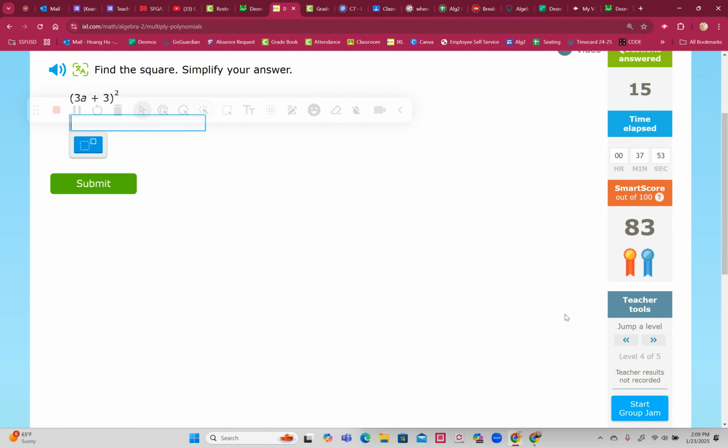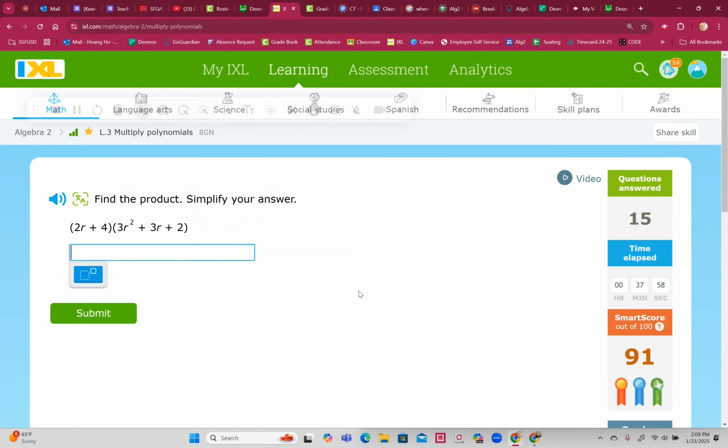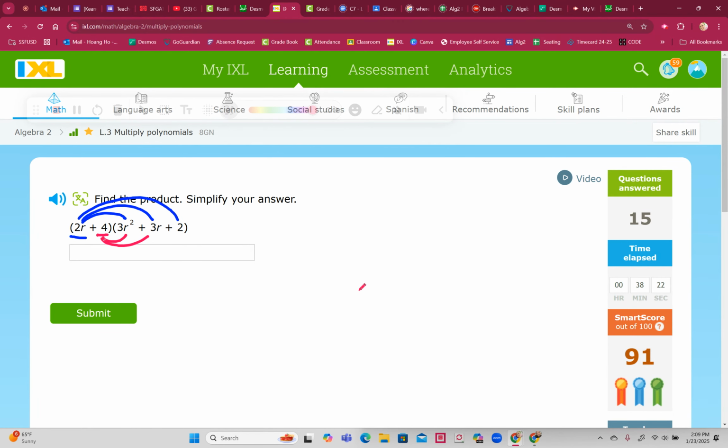So now, you guys can do the last level, the hardest level. Take a look at me here. Same thing, same steps. You start with 2R, you multiply with every term in the second parenthesis. It happens to be 3 terms. And then you move on to number 4 and you do the same thing. So let's do it slowly over here.